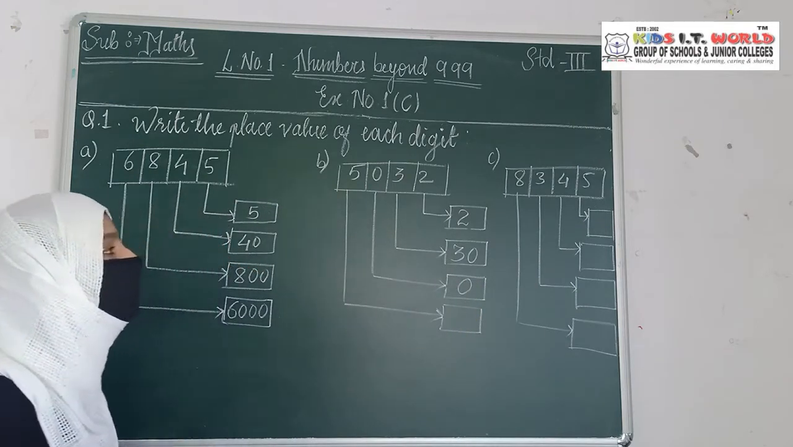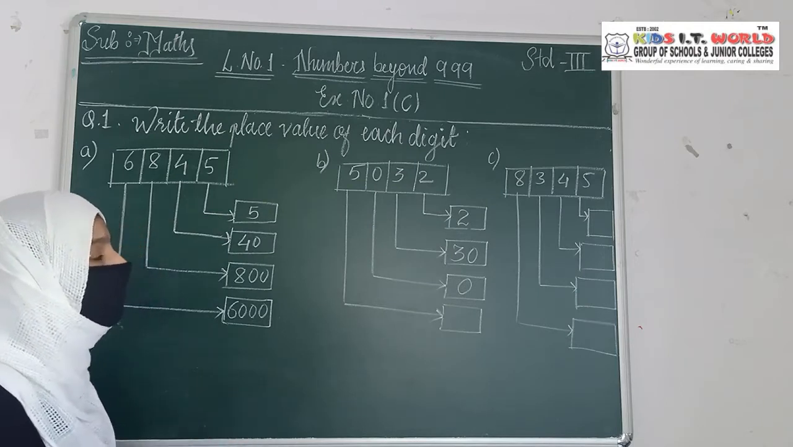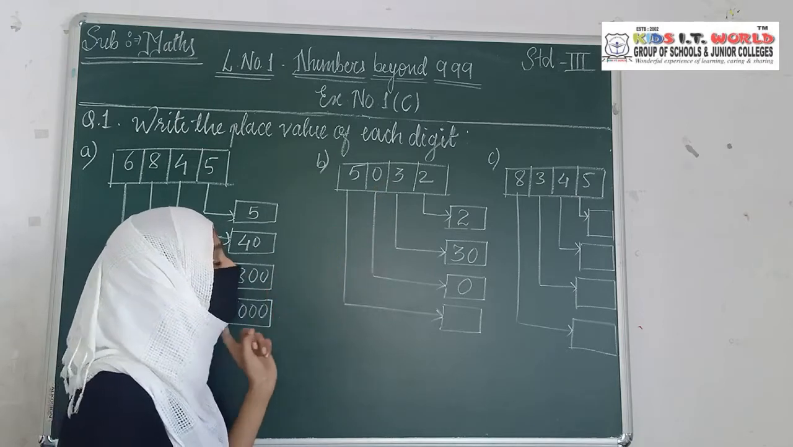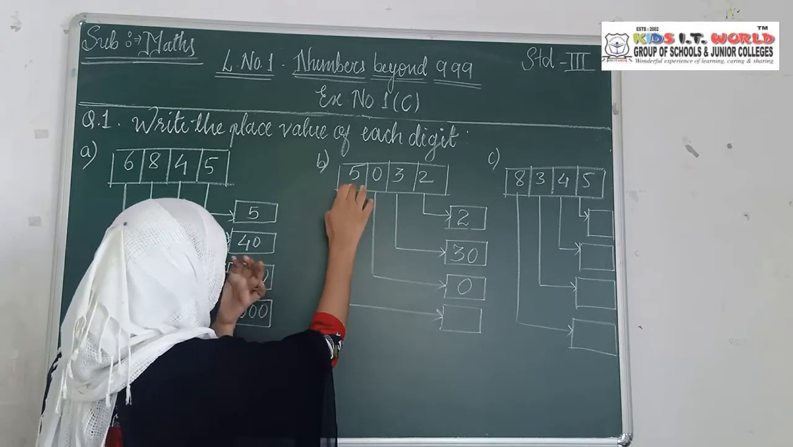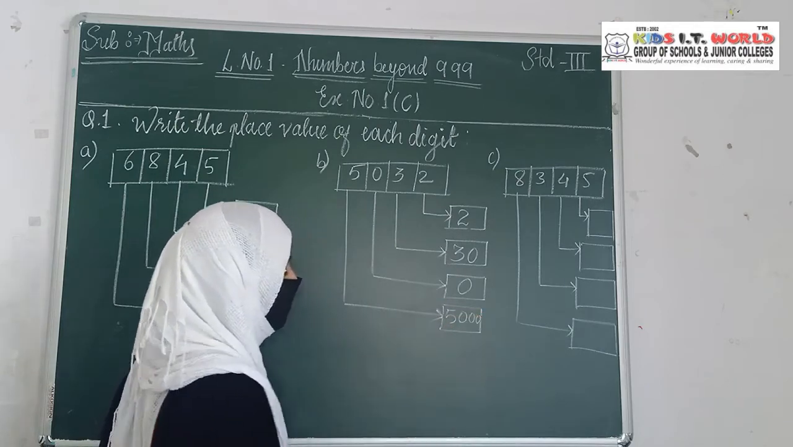Remember this, the place value of 0 will always be 0, even if it is on the thousands place. The place value of the 0 will always remain 0. Now the next, on the thousands it is 5, so its place value will be 5000.